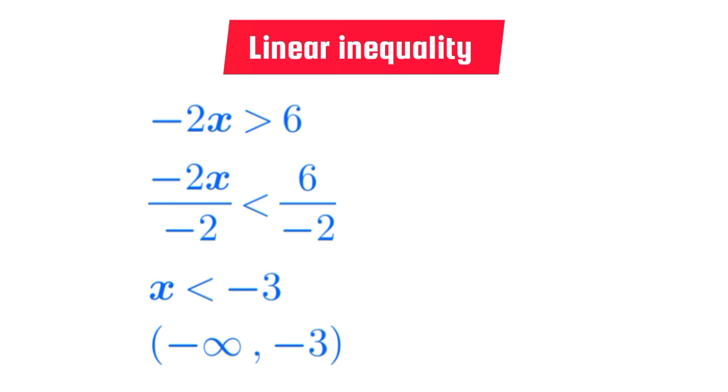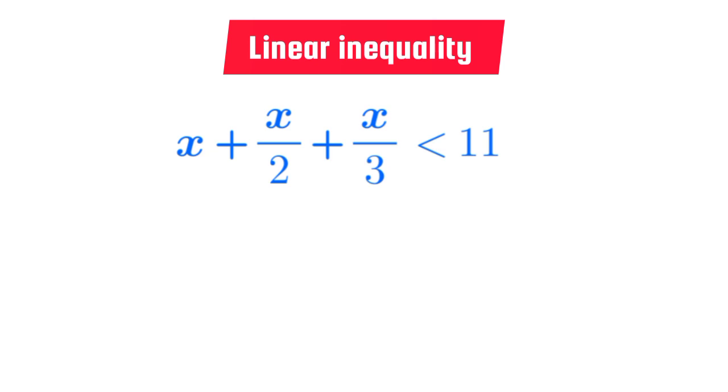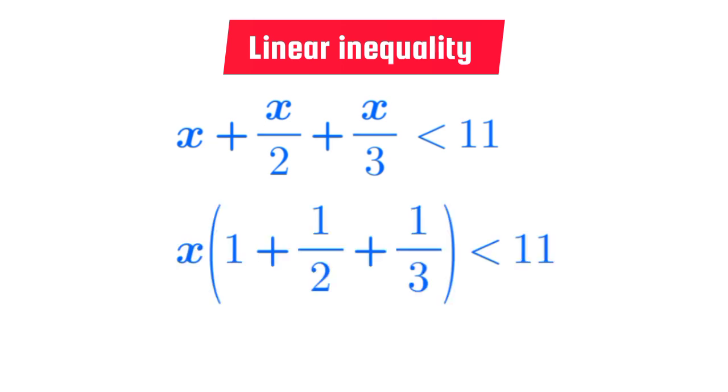Now let's take another example. You have x plus x over 2 plus x over 3 is less than 11. You can go ahead and pause this video and give this question a try. Now, the first step we are taking here is to bring out x from the left-hand side of the equation, since x is common. So when we bring out x, we have x multiplied by 1 plus 1 over 2 plus 1 over 3 is less than 11.